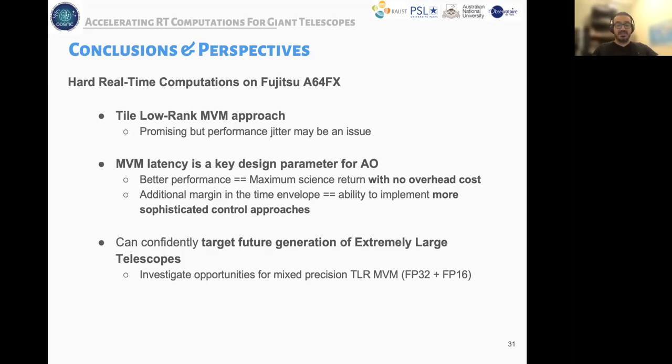So we believe this TLR approach will further reduce the memory footprint, so we can look at even larger matrices that would capture more information in real time from those telescopes, in particular in the context of the Extremely Large Telescope. And we'd like to further investigate opportunities for mixed precision TLR matrix vector multiplication, combining basically FP32 and FP16.